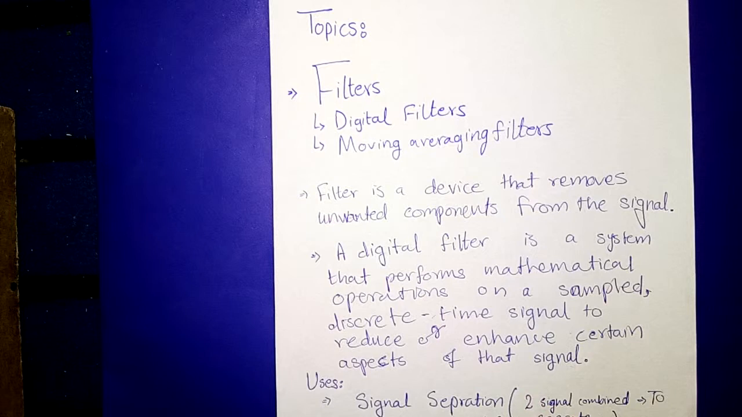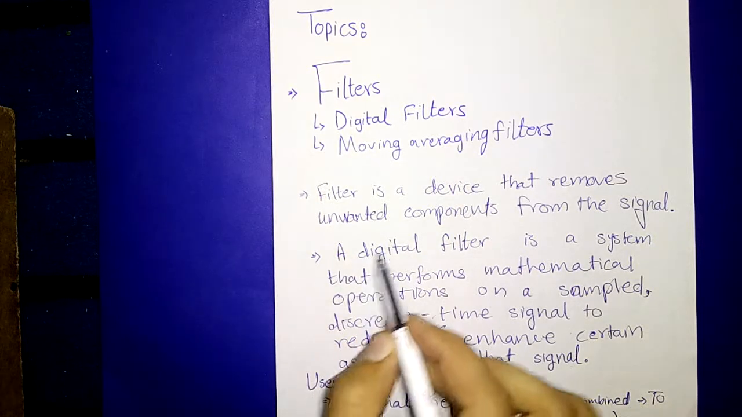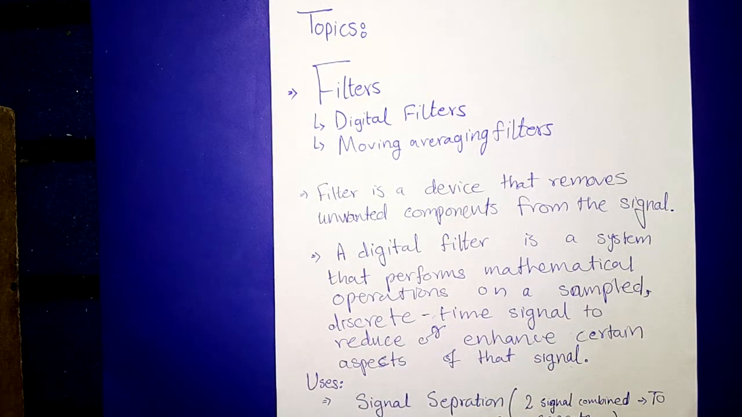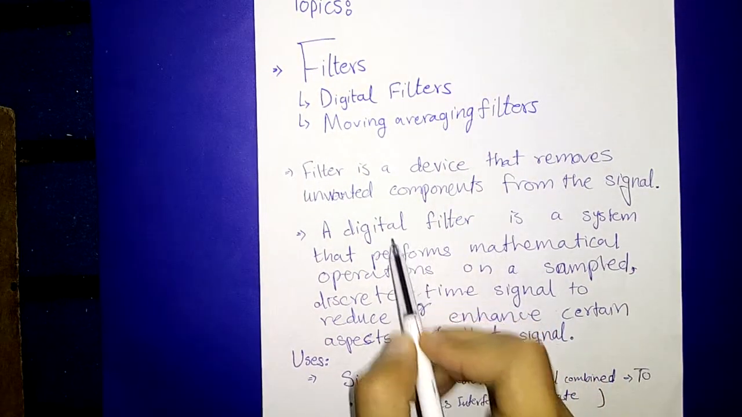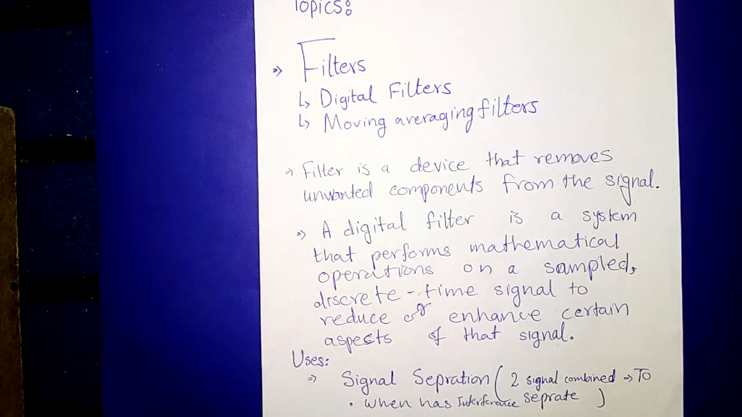The next thing we have is a digital filter. So what is a digital filter? It is a system that performs mathematical operations. Because of the word digital, you should already know that it will perform mathematical operations on a sampled discrete time signal to reduce or enhance certain aspects of that signal. So this is a very high performance filter.